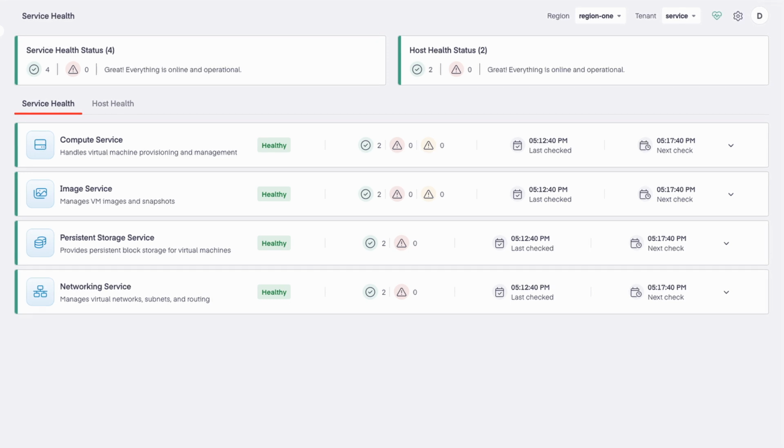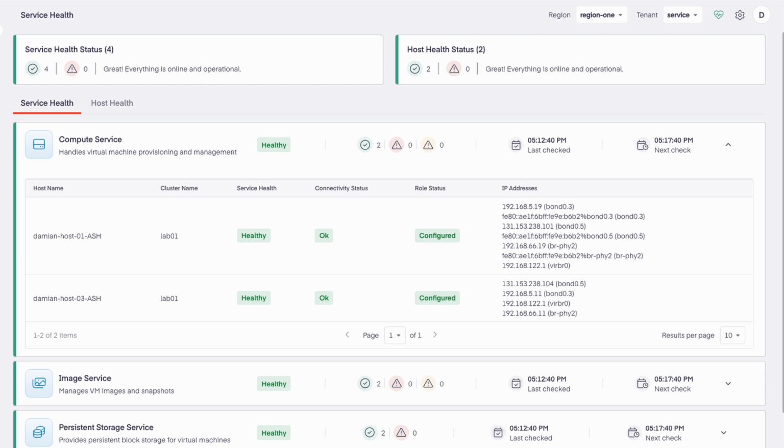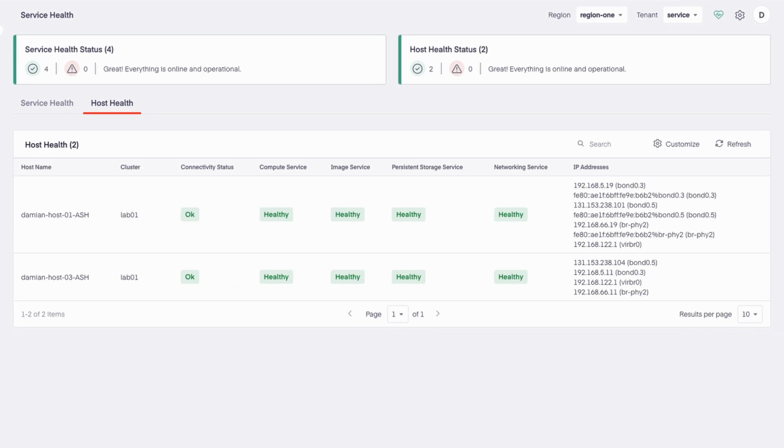compute, image, persistent storage, and networking. Each of these services can be expanded to show details of the hosts that are in that region, and there's also a Host Health tab that shows the service health by host.